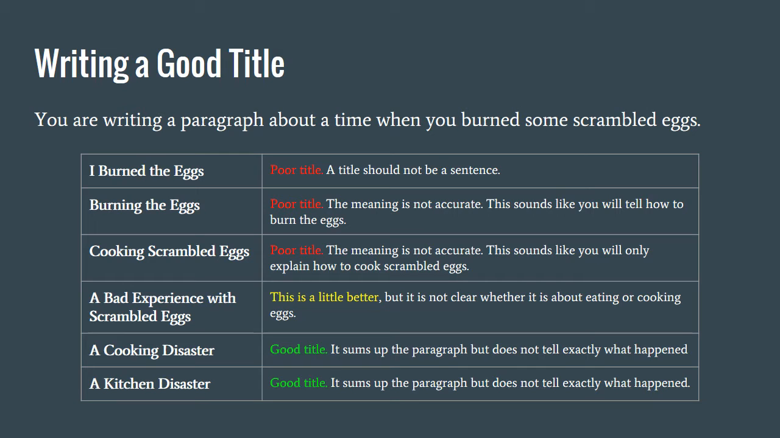The first title here says, "I burned the eggs." That has a subject and verb, "I burned." So that is actually a poor title because it should not be a sentence. Okay, let's look at the next one.